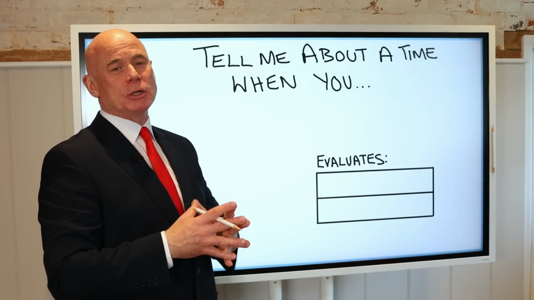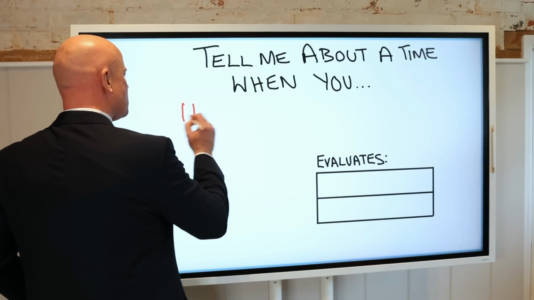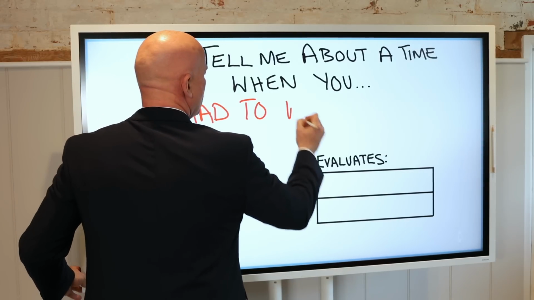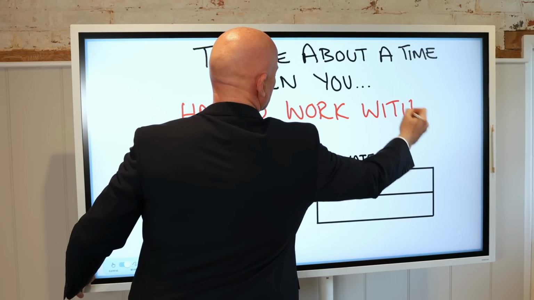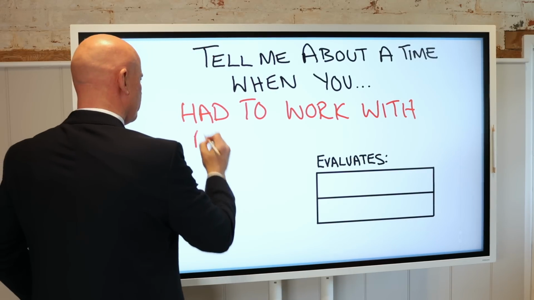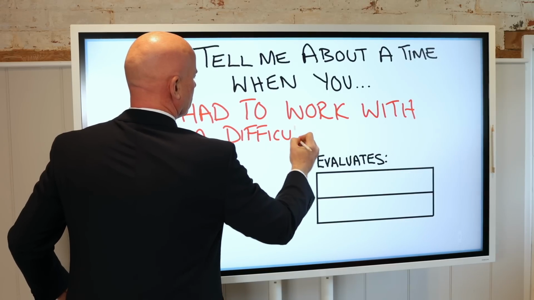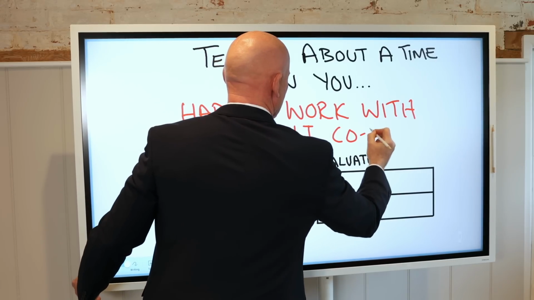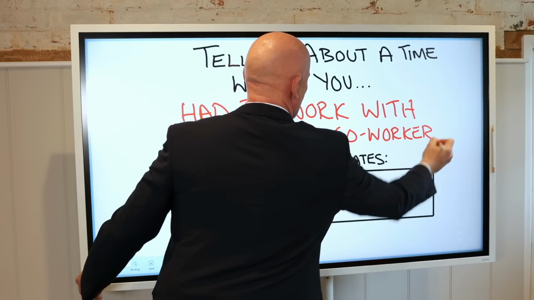Behavioural interview question number 2 again comes up all the time in job interviews, and that is, tell me about a time when you had to work with a difficult co-worker. Wow, this is a really tricky question to answer correctly.